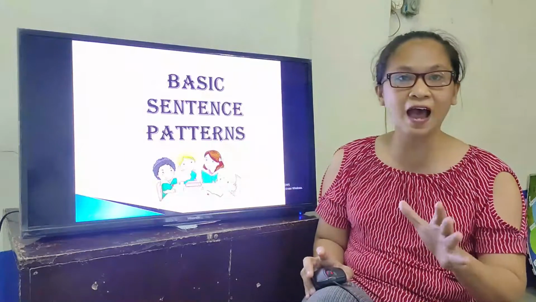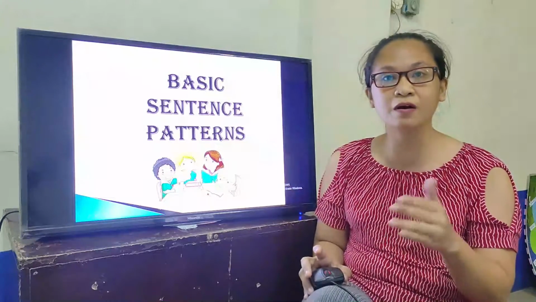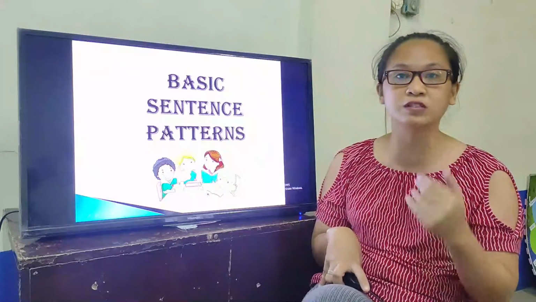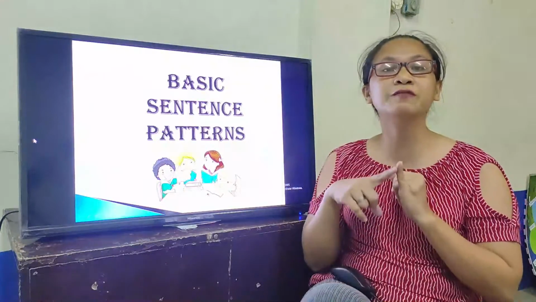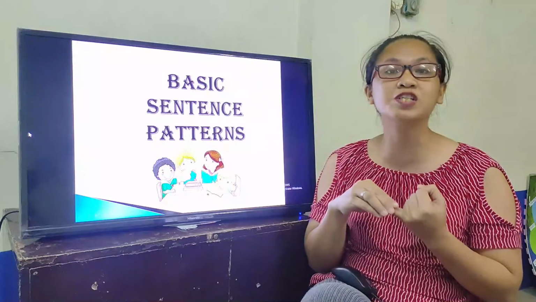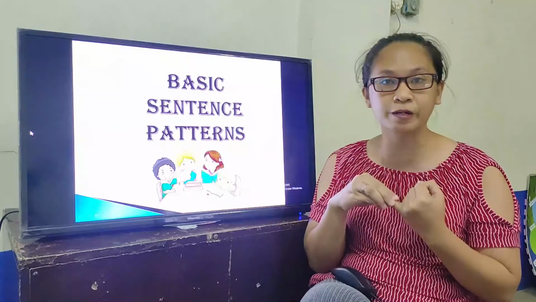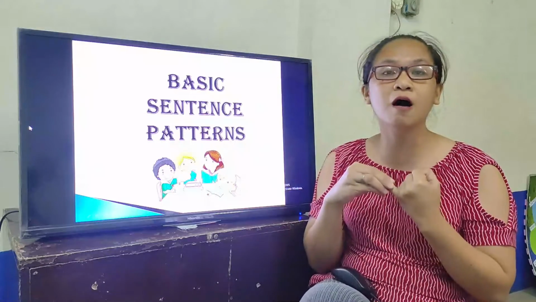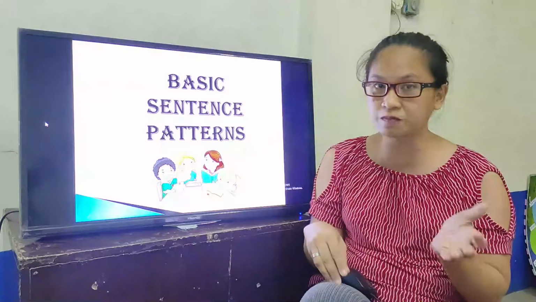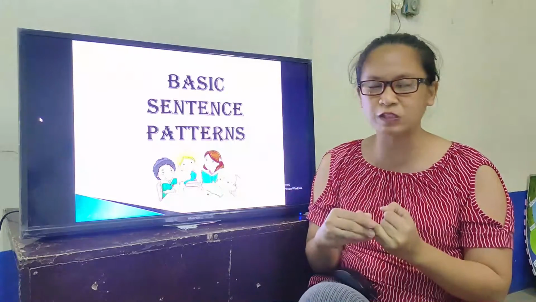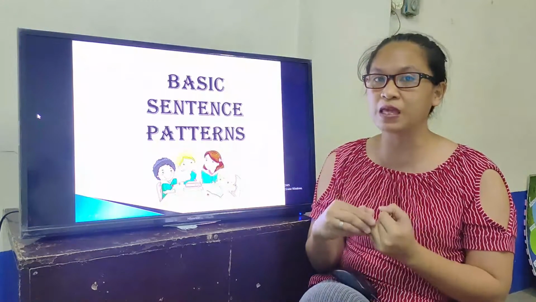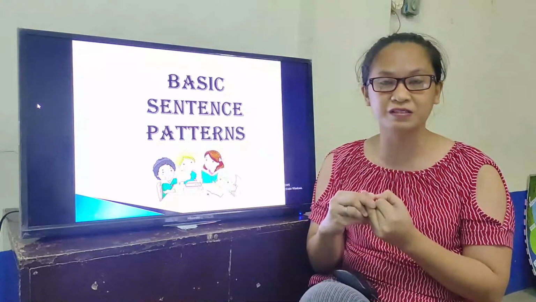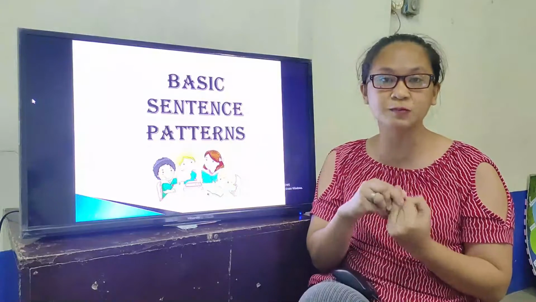Before we proceed to the new pattern, let's have a quick review of the previous pattern. We've discussed the first pattern, which is the subject-verb pattern. It consists of a subject and a verb. The subject can be a noun or a pronoun, plus the verb. That is the first sentence pattern.